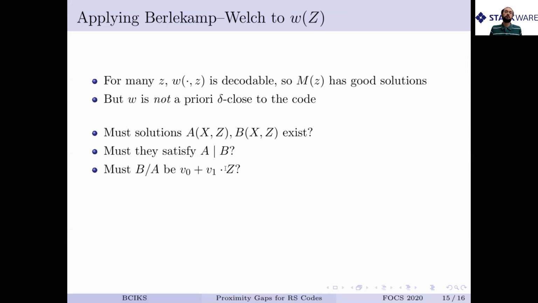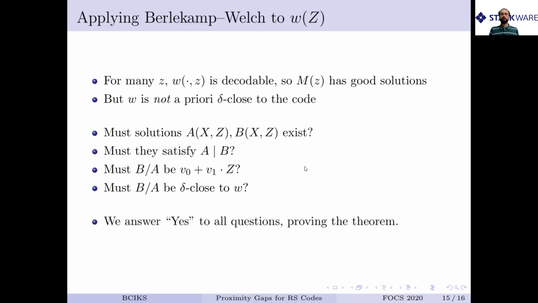And just that this will be a linear polynomial in Z and not anything more complicated, not a polynomial of degree 5 in Z, and generally it should not even be a rational function in Z. And above all, will this ratio actually be delta close to W? The answer to that one is actually pretty much guaranteed from the decoding. But once we answer yes to all of these questions, then we have that V0 plus V1 Z is a decoding of W, which means there is correlated agreement, and that will give us a proof. So that's basically the proof strategy.